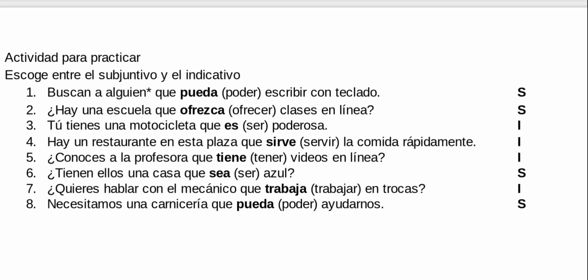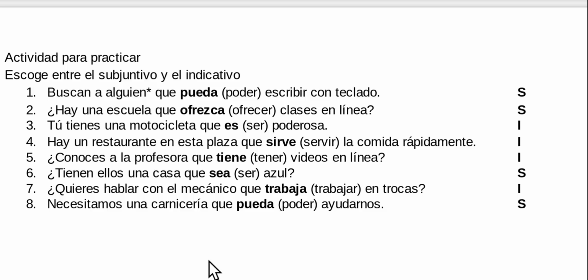All right. So I'll explain each one why it is. You'll notice to the right over here, I've put an S for subjunctive or an I for an indicative. Okay. So the first one says they're looking for someone that can type, basically. So they don't know if they can find that person or if that person exists. So I'm using the subjunctive for that, pueda.